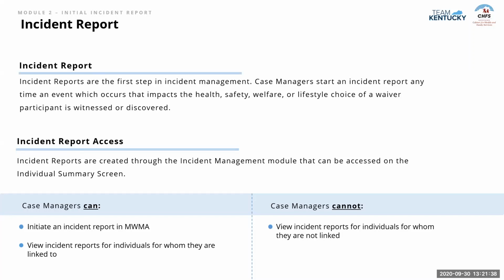In terms of how we access this report in the system, it's through the incident management module, which is accessed through the individual summary screen. In terms of what case managers can and cannot do, you as a case manager can initiate an initial incident report in MWMA. You can view incident reports for individuals you are linked to, but you cannot view incident reports for an individual you're not linked to. A couple of little caveats there. Just something to call out. We'll go ahead and move to our next slide.